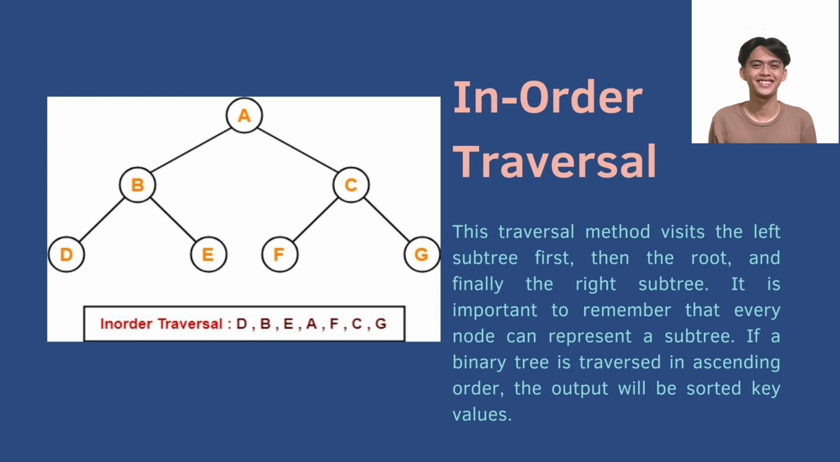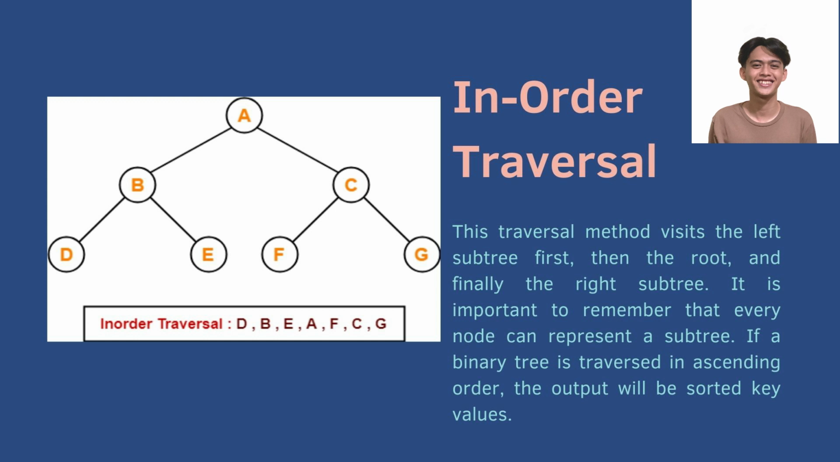So as you can see in the diagram, we have a root node A, and it has children B and C. Node B has children D and E. Meanwhile, C has F and G. As in-order traversal says, we will travel through the left subtree first. So in our diagram, the left subtree is letter D.